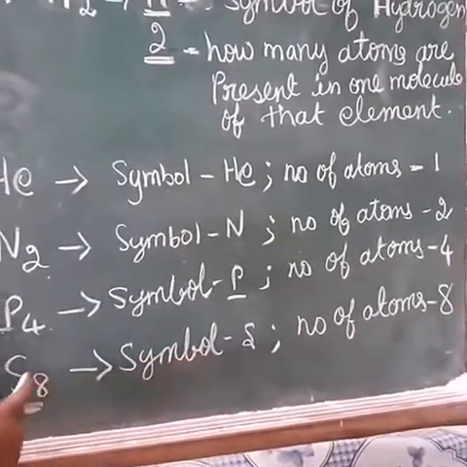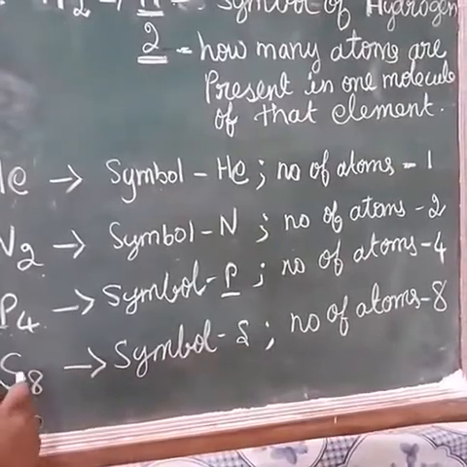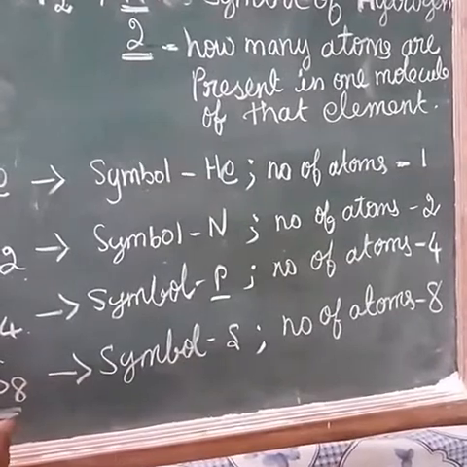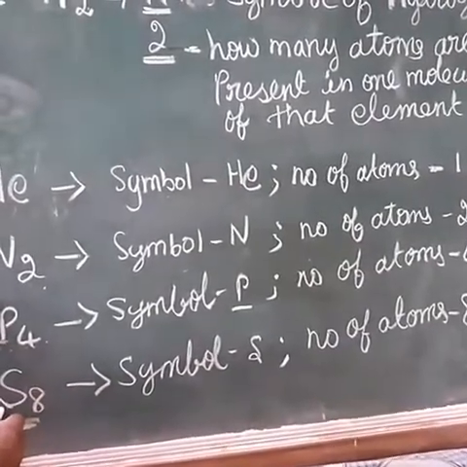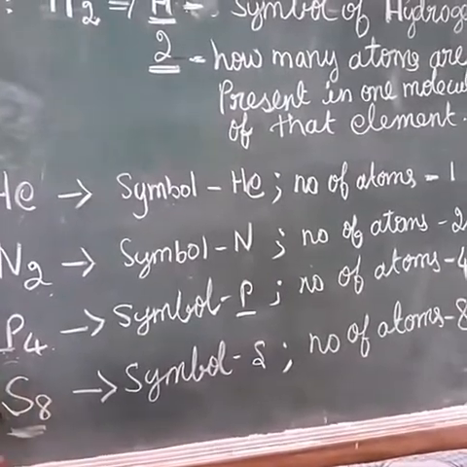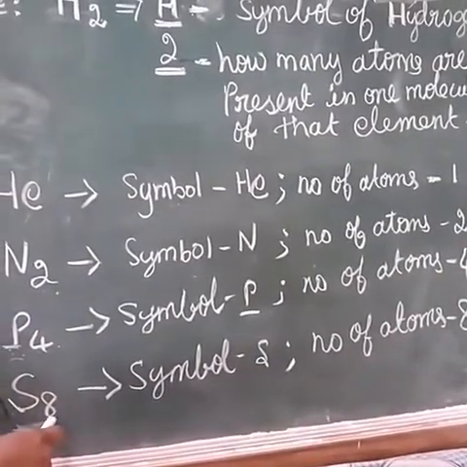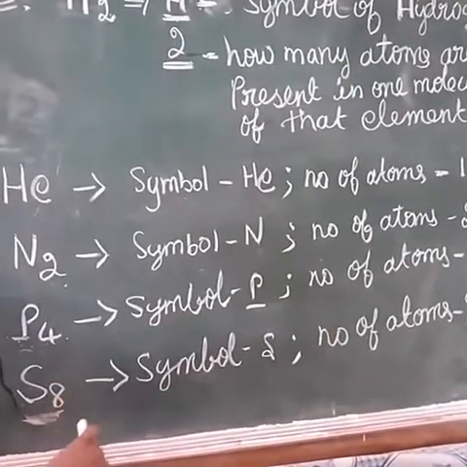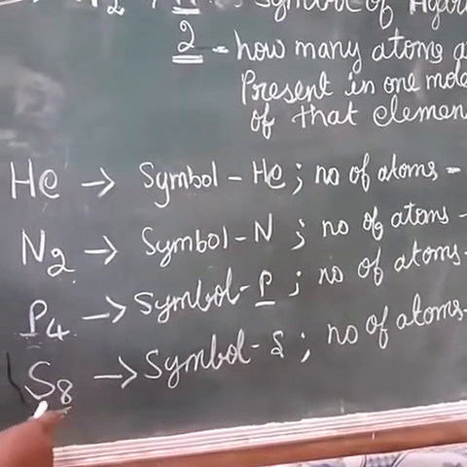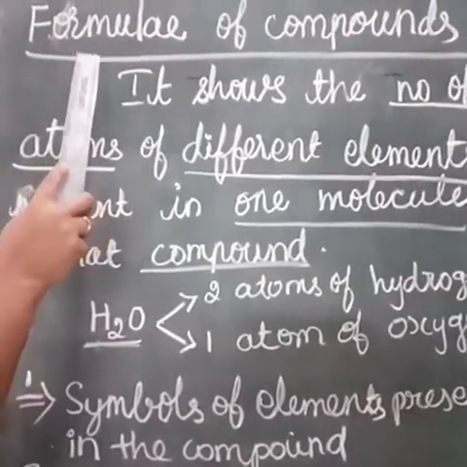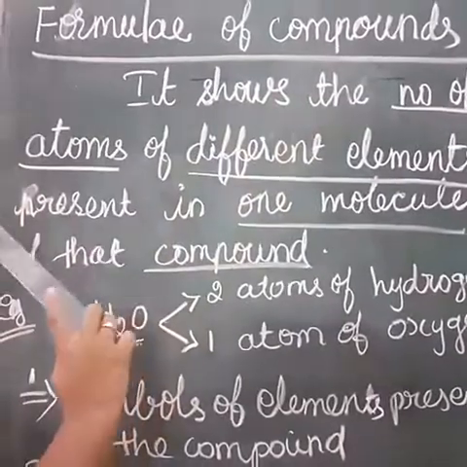Next one, sulfur. S is the symbol of the element sulfur. And this S shows that it contains atoms of sulfur only. And also the number 8, which is written in the subscript, shows that there are 8 atoms in each molecule of sulfur.